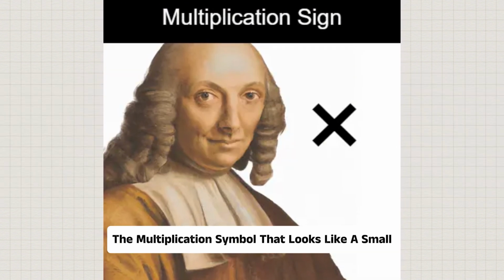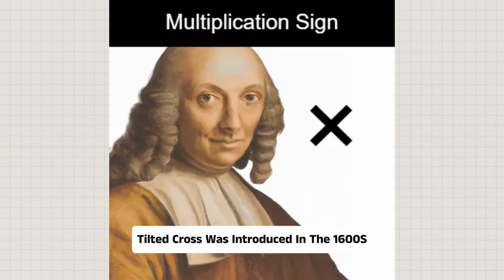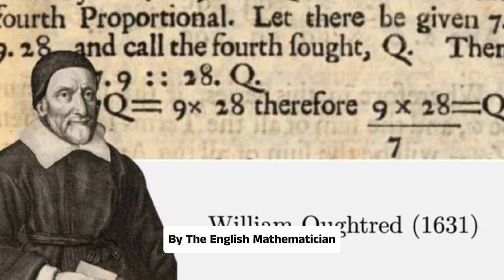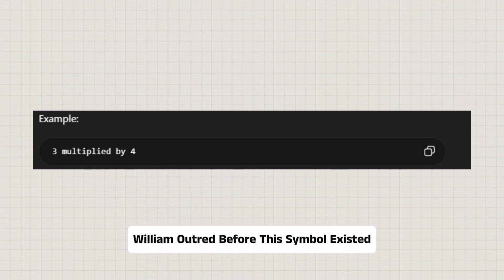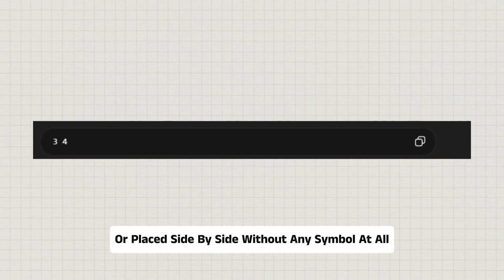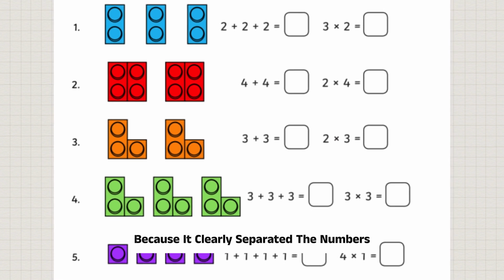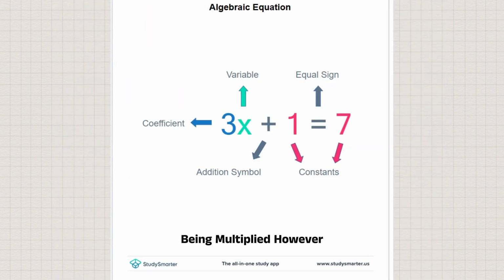The multiplication symbol that looks like a small tilted cross was introduced in the 1600s by the English mathematician William Oughtred. Before this symbol existed, multiplication was usually written with words or placed side by side without any symbol at all, which often caused confusion. Oughtred chose the cross symbol because it clearly separated the numbers being multiplied.